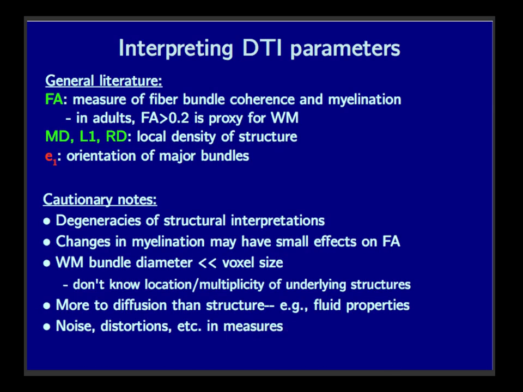A lot of times, actually, you can get some pretty significant changes in myelination that may have small effects on FA. I haven't drawn these to scale, but the voxels that we're looking at are maybe 2 millimeters by 2 millimeters by 2 millimeters. Relative to that, axonal diameters are several orders of magnitude smaller. So these are like little tiny strings running through a big cardboard box, and there could be lots and lots of them. So there's lots of structure going on. It can be very complicated.